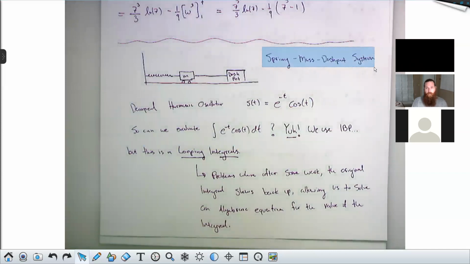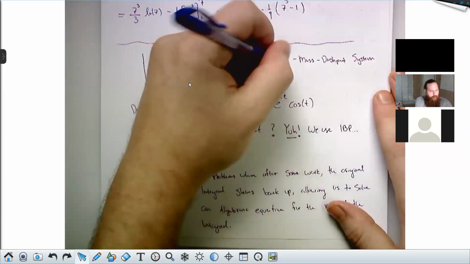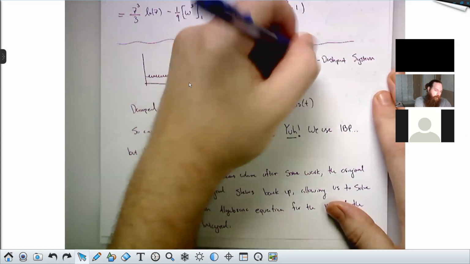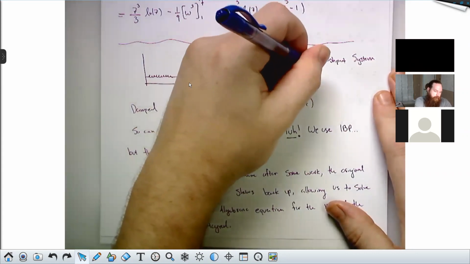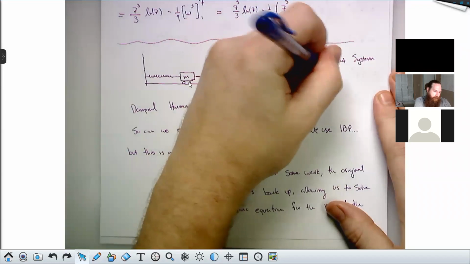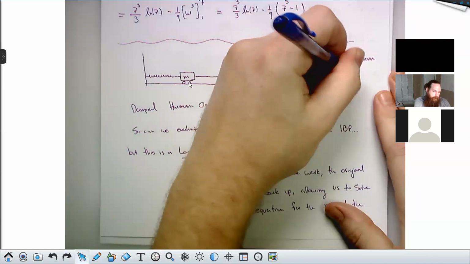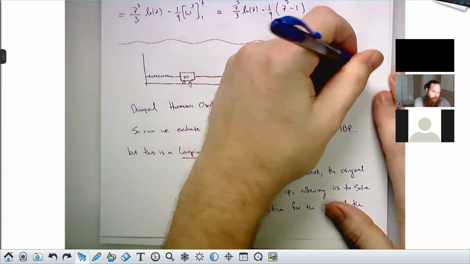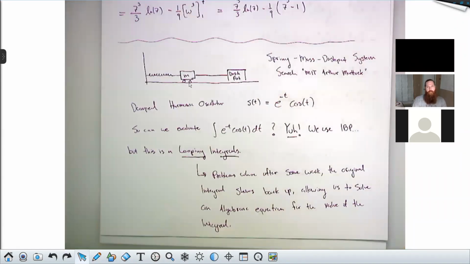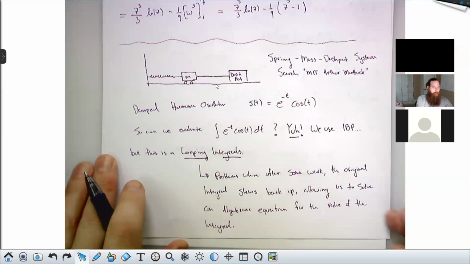MIT has a great video on spring mass dashpot systems if you're curious about where these come from, or other systems that behave like this. Search MIT OpenCourseWare for the differential equations video from MIT. You'll have to sift through a few of them. They have all of them up there, but it'll be one of the early ones. Okay, so let's do it.